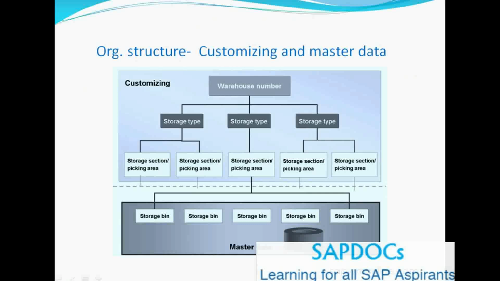So after understanding the org structure hierarchy, let us understand what from this org structure is customizing and what is master data. So the warehouse number, storage type, storage section is a customizing part, whereas the storage bin is the master data. Along with storage bin, you also have to change the material master and add WM views to it to fully complete the WM integration.